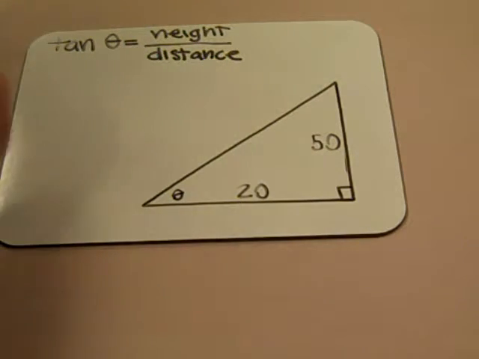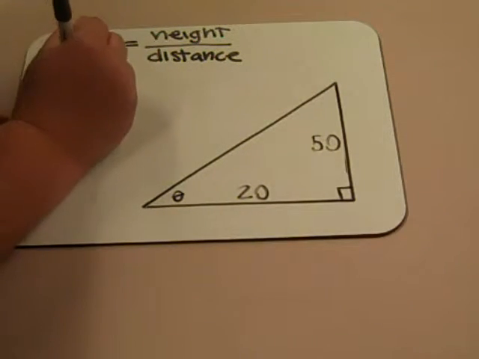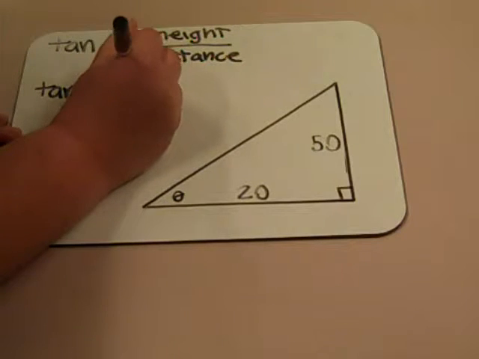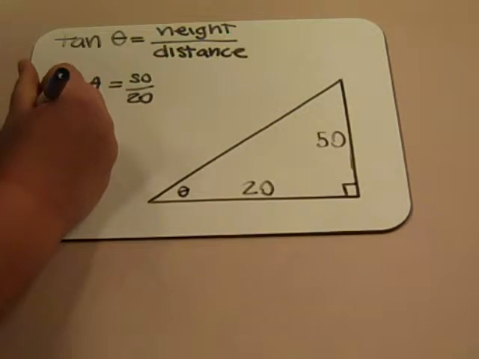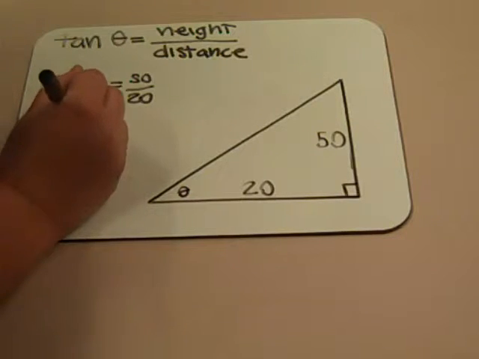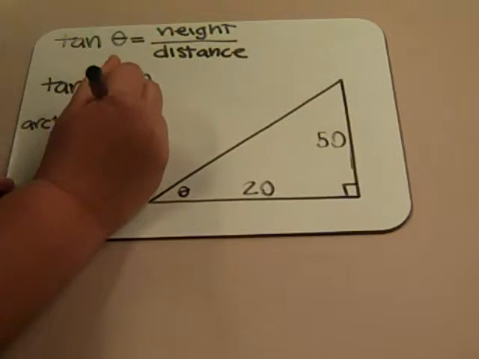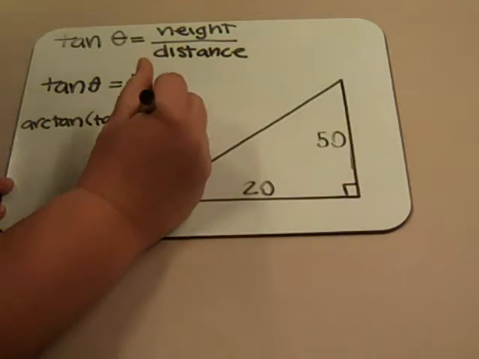Then he should substitute the values he knows. Tan theta equals 50 meters over 20 meters. Then, using a calculator, he should take the arctan, or inverse tangent, of both sides to isolate theta. Arctan of tan theta equals arctan of 50 meters divided by 20 meters.